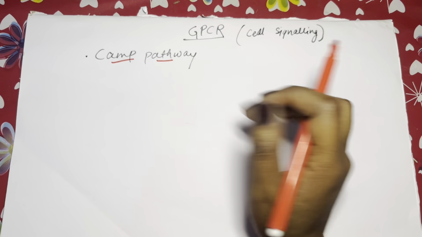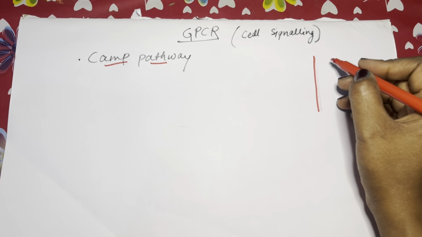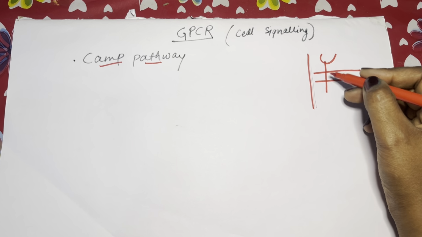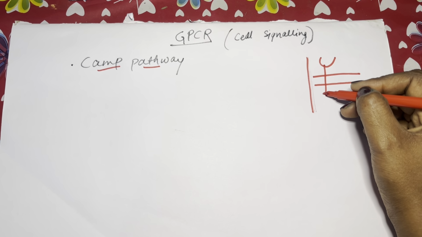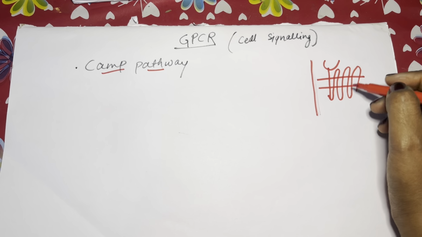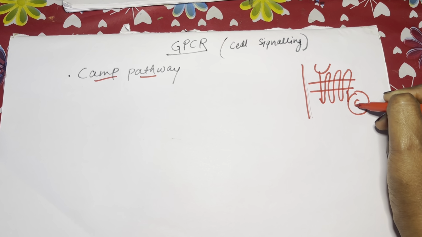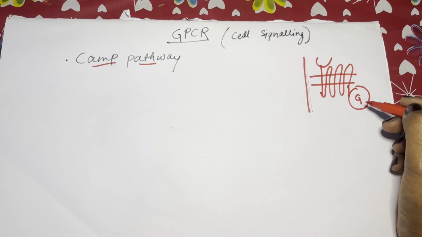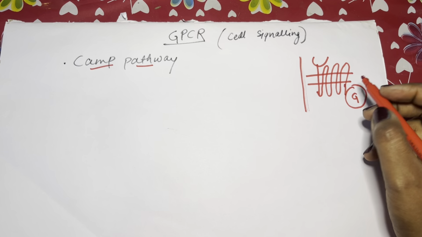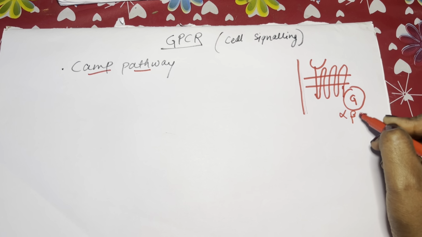Before starting the pathway, let me quickly tell you some common and important things about GPCR. GPCR is a membrane bound receptor or a membrane bound integral protein which can pass the plasma membrane 7 times. That's why it is called serpentine receptor. In the cytosolic part of the receptor, one G protein is attached. G protein is such a protein that has a GTPase activity that can switch between GTP and GDP. This particular G protein is made up of 3 subunits, alpha, beta and gamma.